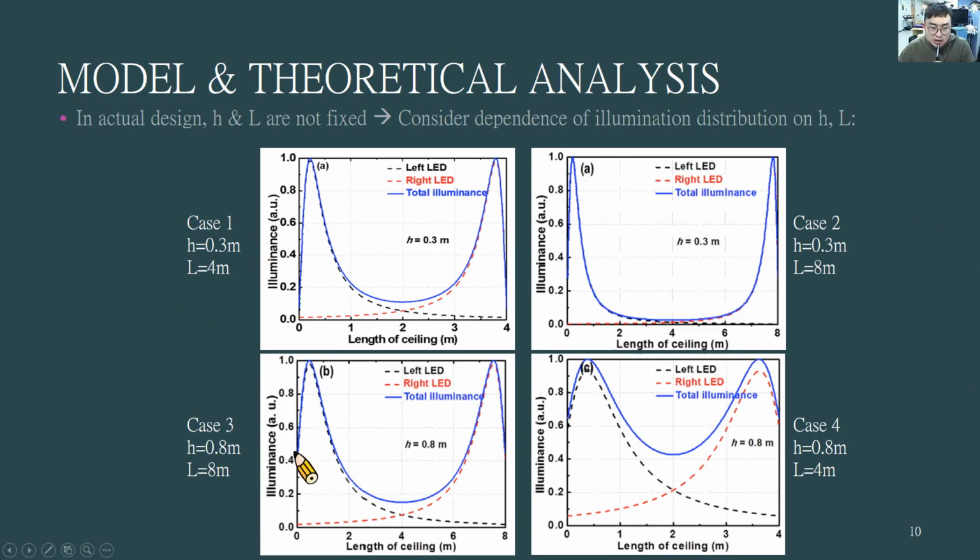So we have 4 cases right here: case 1, case 2, case 3, and case 4. For a constant H and a larger L, we can see here that the illuminance at the center would be much lower, and the batwing shape would be much sharper, and the peak would be much sharper as well. And now if we keep the length of the ceiling constant, and the height of the LED is changing, we can see that in the dark regions the illuminance will go up compared to this one, as well as the illuminance at the center.